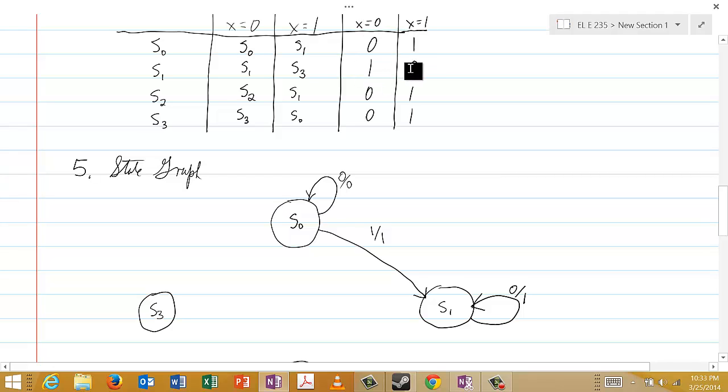Okay? Now, on the other hand, if we're in S1 and the input is 1, we'll go to S3. So we could show that in this way. If the input is 1, we will go to 3. And the output, in that case, will be 0.